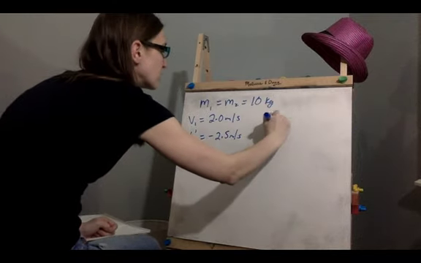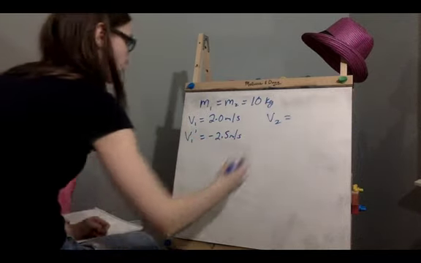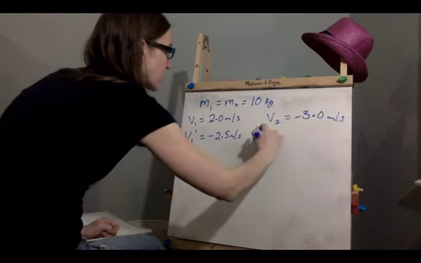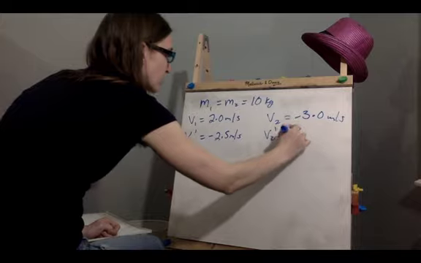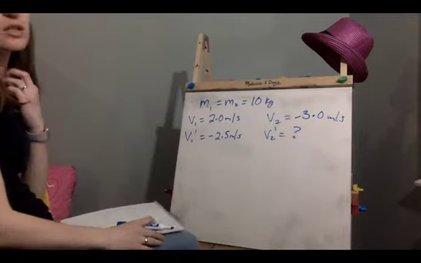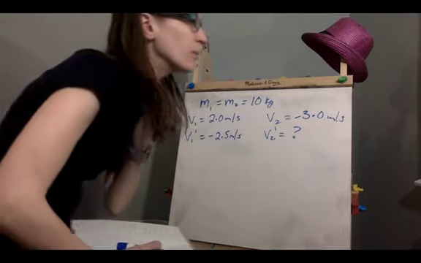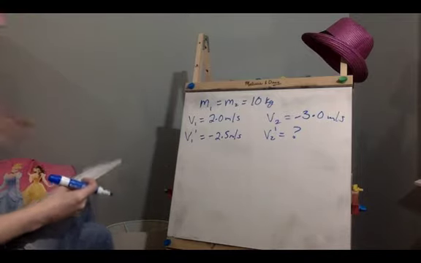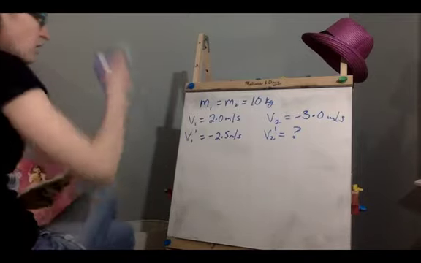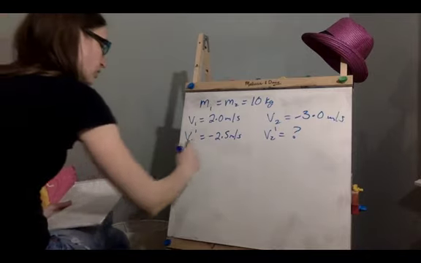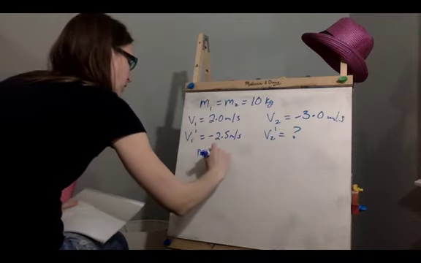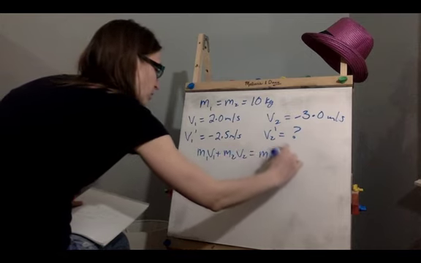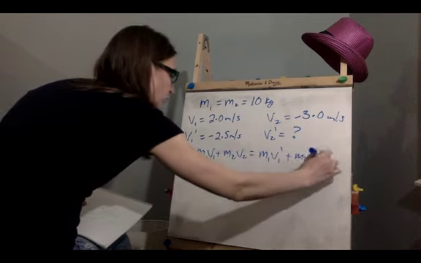We know that the second train's initial velocity was moving to the left, so negative 3 meters per second, and its velocity afterwards is unknown. Based on the diagram, we know that it's going to the right, but we don't have a value for that. All right, so again, setting up the law of conservation of momentum, I'm going to write out the formula, let's be honest. M1v1 plus M2v2 is equal to M1v1 prime plus M2v2 prime.